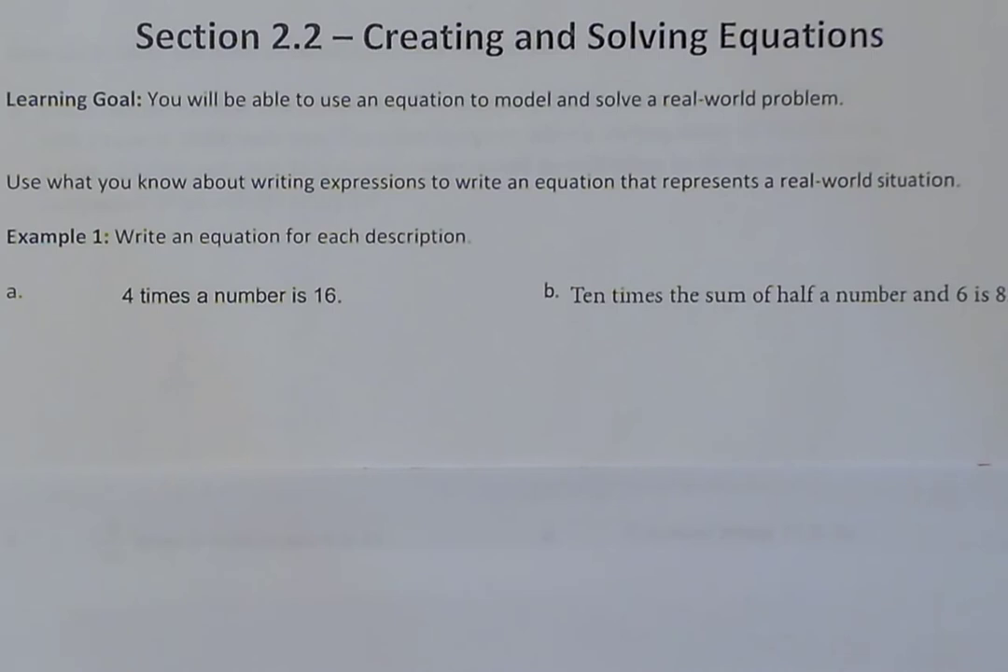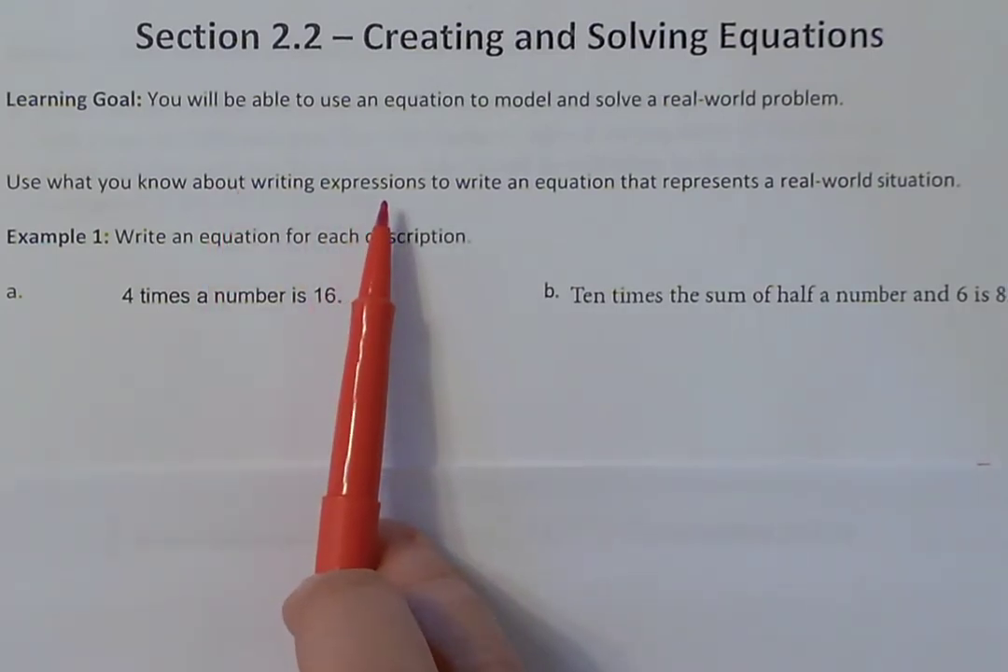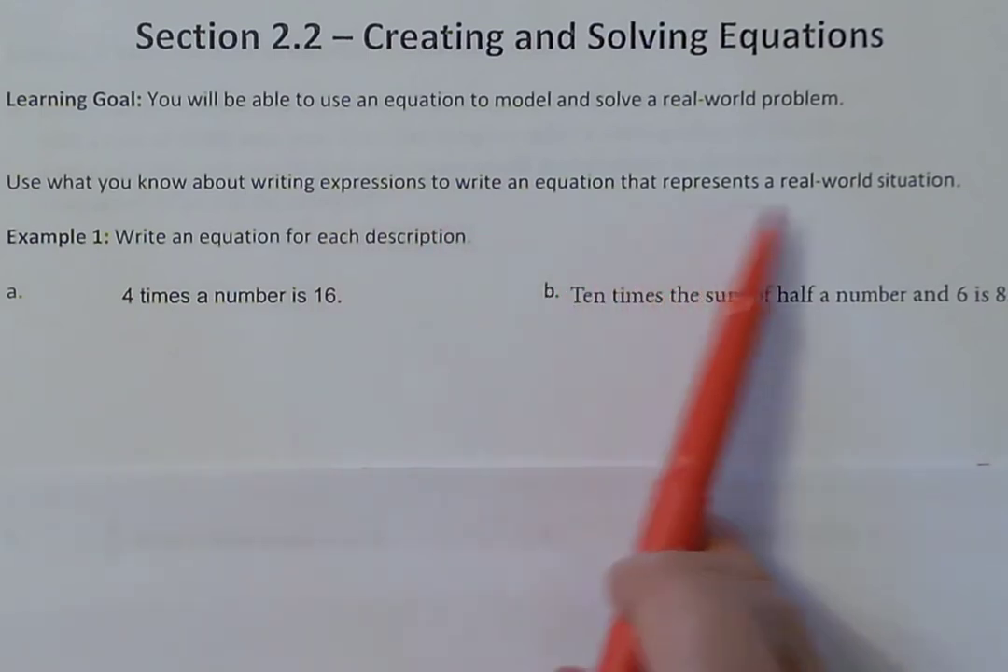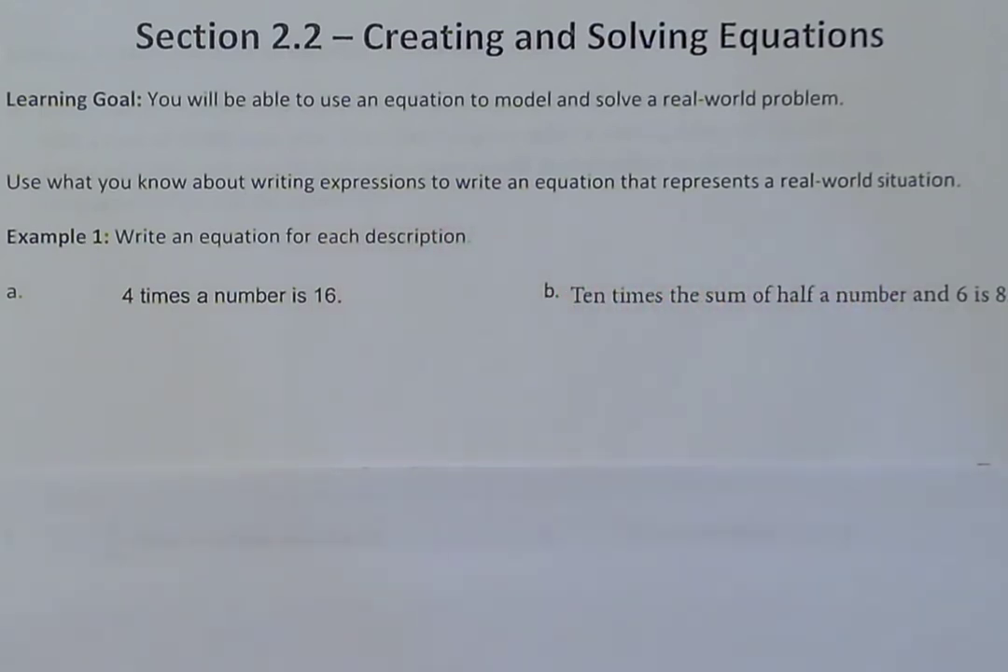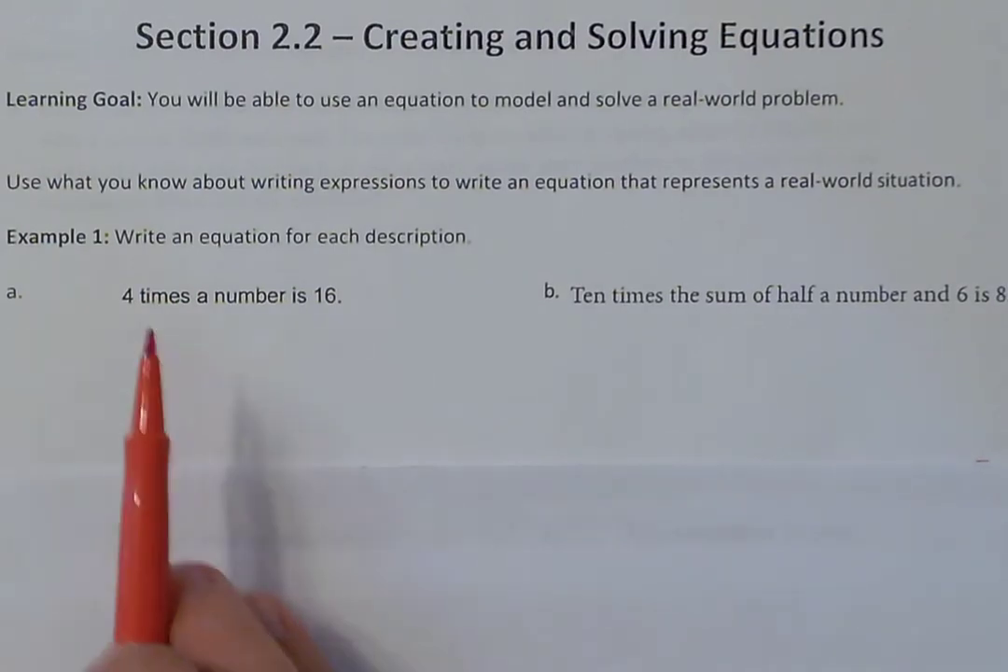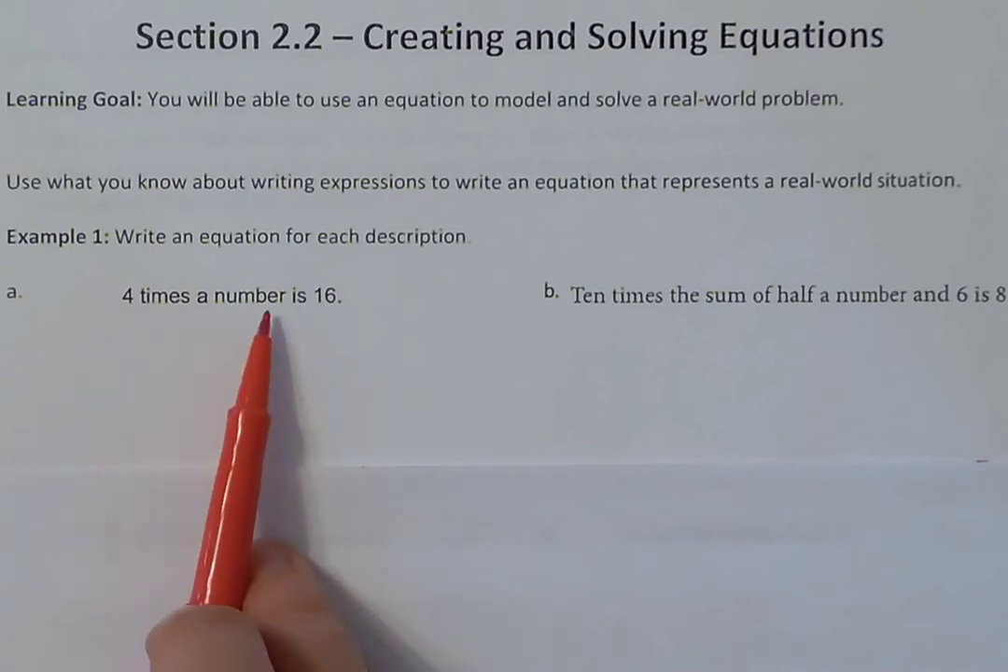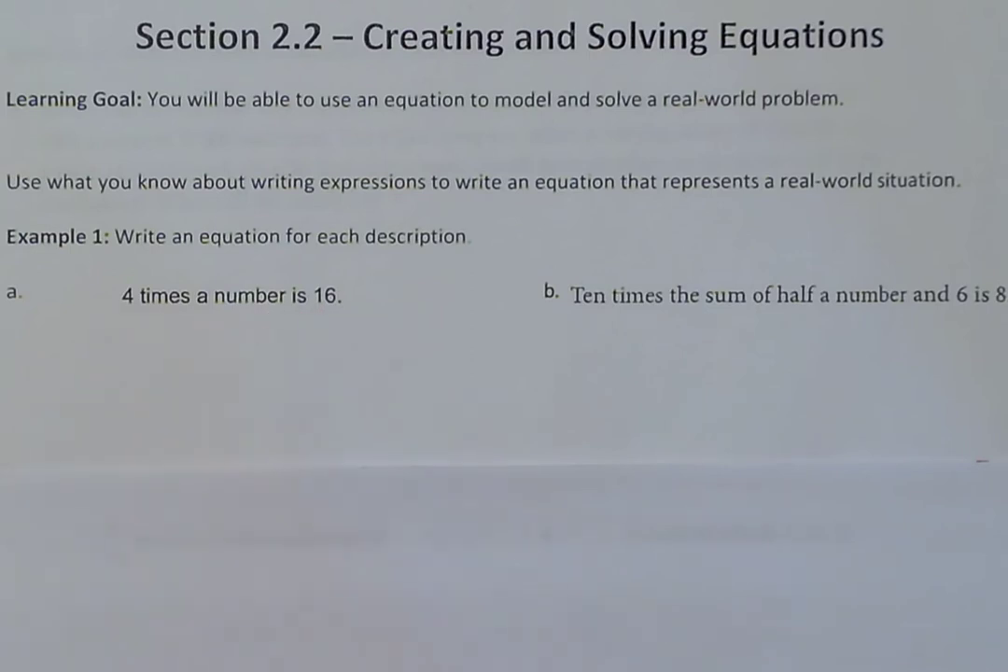Now, we're going to use what we know about writing expressions, like we talked about yesterday, to write an equation that represents a real-world situation. So keep those ideas in mind. Now, as we get started with example 1, let's take a look at part A first. So for part A, we have 4 times a number is 16.